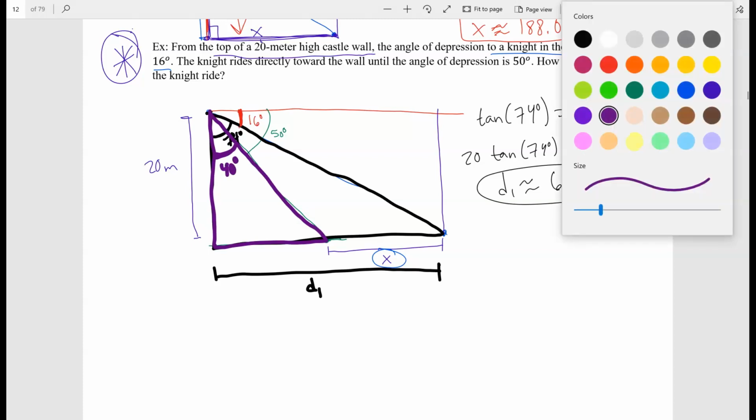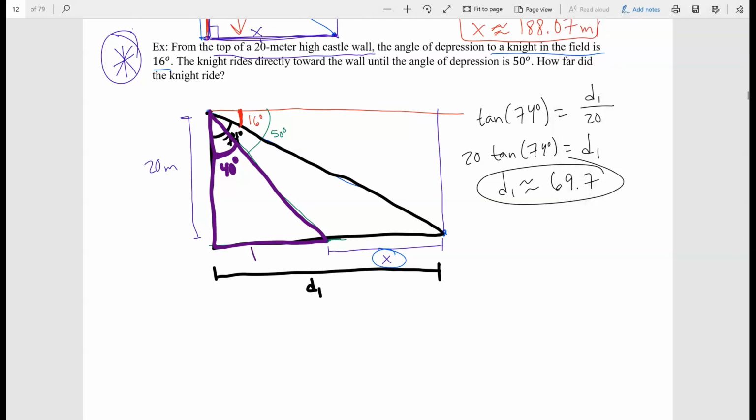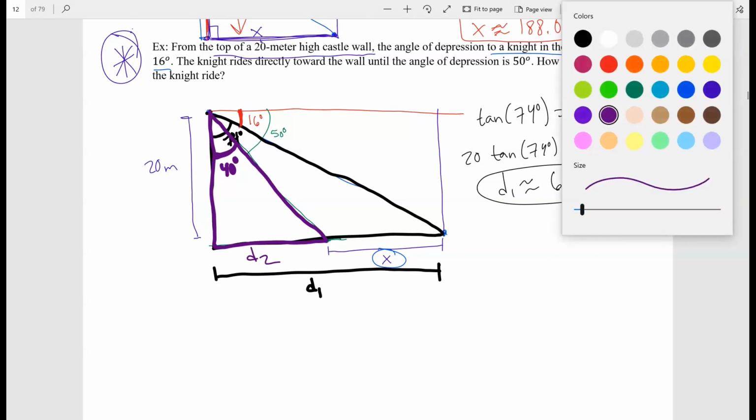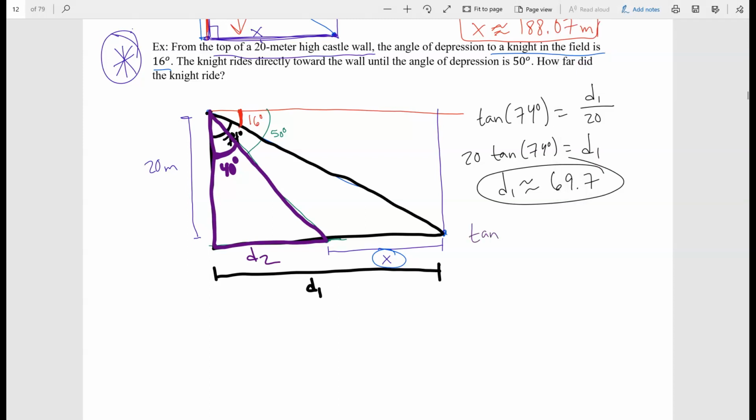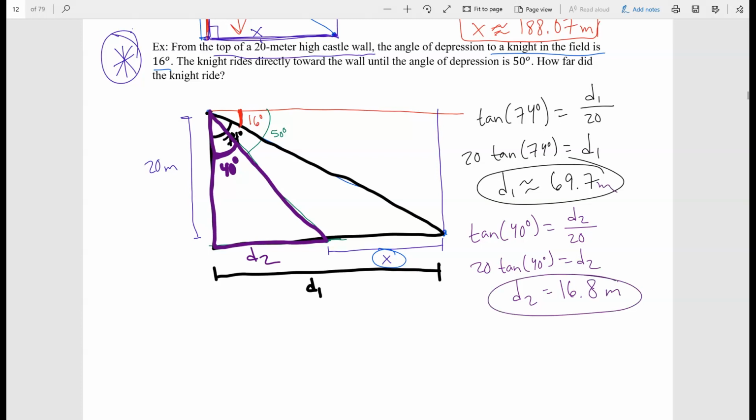40 degrees. Now what I want to figure out is what this D2 is going to be. Again, we're going to use tangent. So the tangent of 40 degrees is equal to D2 over 20. I'm going to move the 20 over. Tangent of 40 degrees is equal to D2. So D2 is equal to 20 tangent of 40 degrees, which is going to give me 16.8. This is going to be meters. They're all meters.